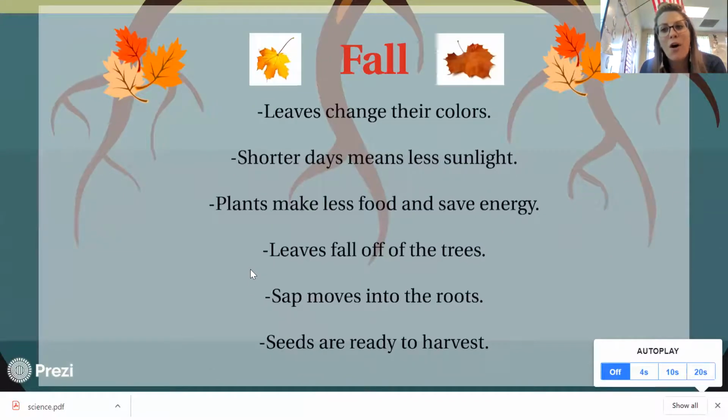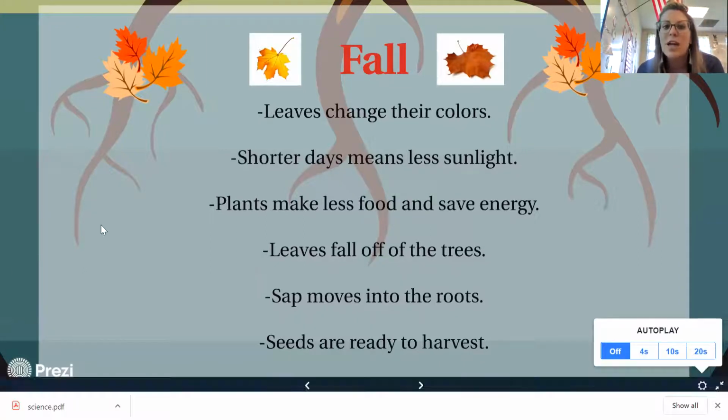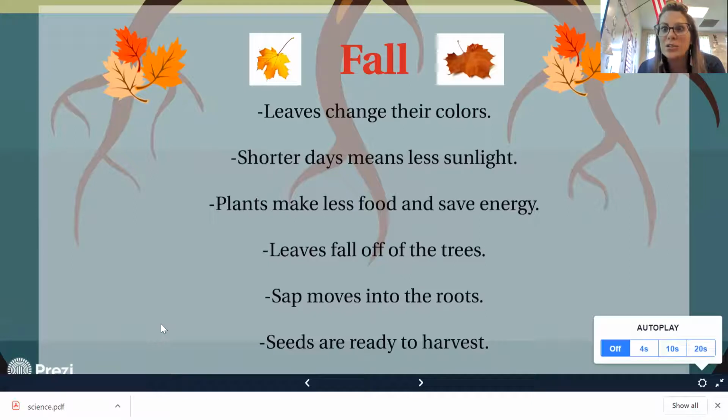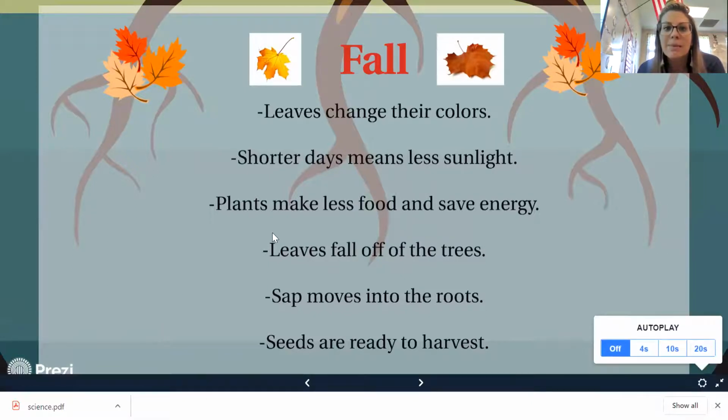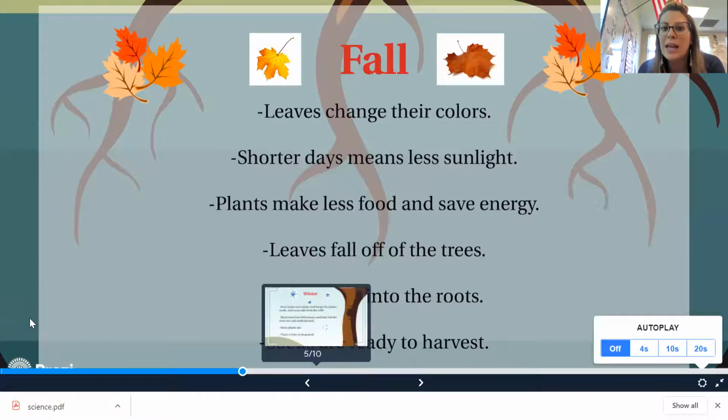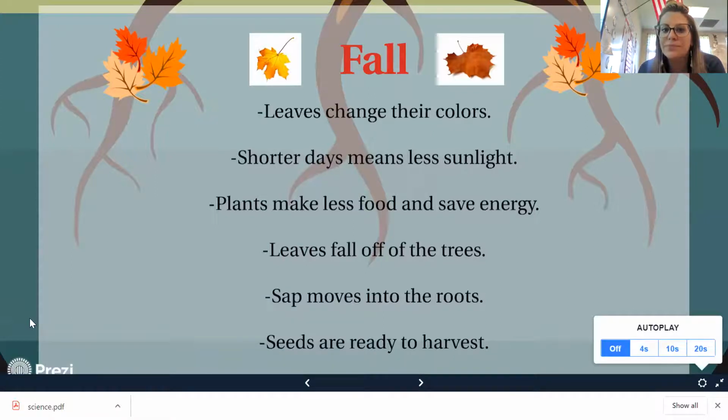So in fall, we might not experience a lot of these characteristics in Florida, but if you've gone up north, you've probably seen the leaves, how they change their colors. In fall, the days are shorter, which means there's not as much sunlight. Plants make less food and save energy.